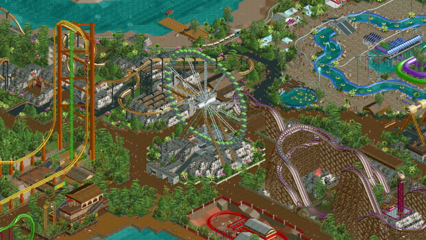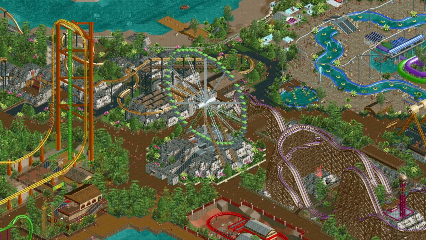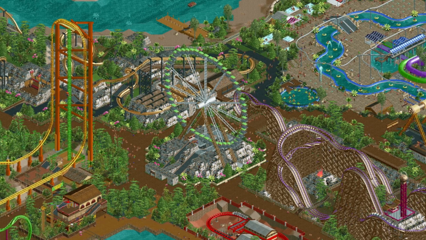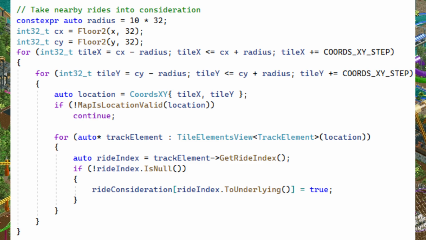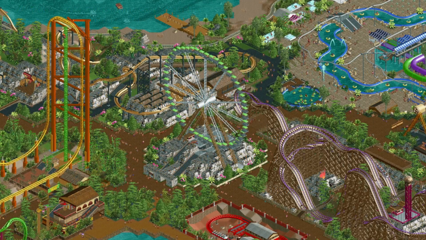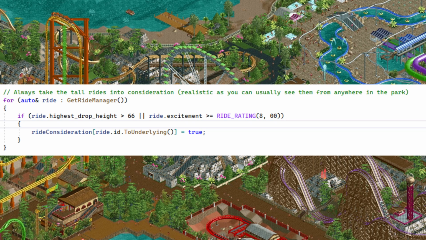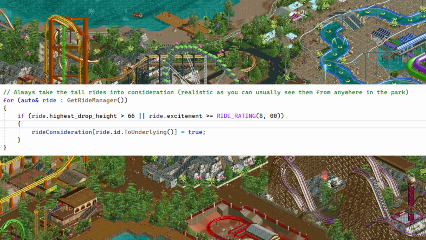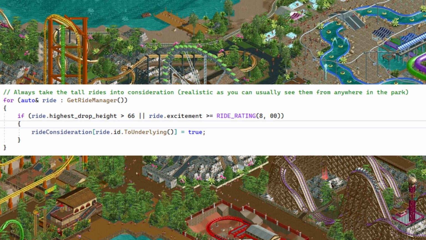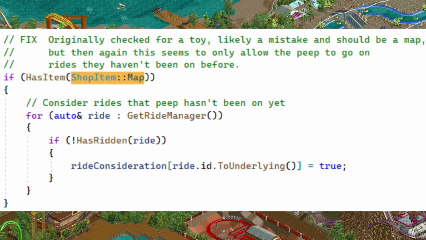A park map also changes the rides that a guest will consider when they pick out a ride to go on. Guests will generally prefer to pick out the rides that have the highest excitement. When guests don't have a park map, they will only consider rides in a certain area around them. I believe it's around 10 tiles. Guests will also consider tall rides, which is pretty realistic as they can be seen from all around the park. When I found out about this, I thought this was a really neat little detail. When guests have a park map, however, they will consider all rides in the park that they haven't ridden yet.